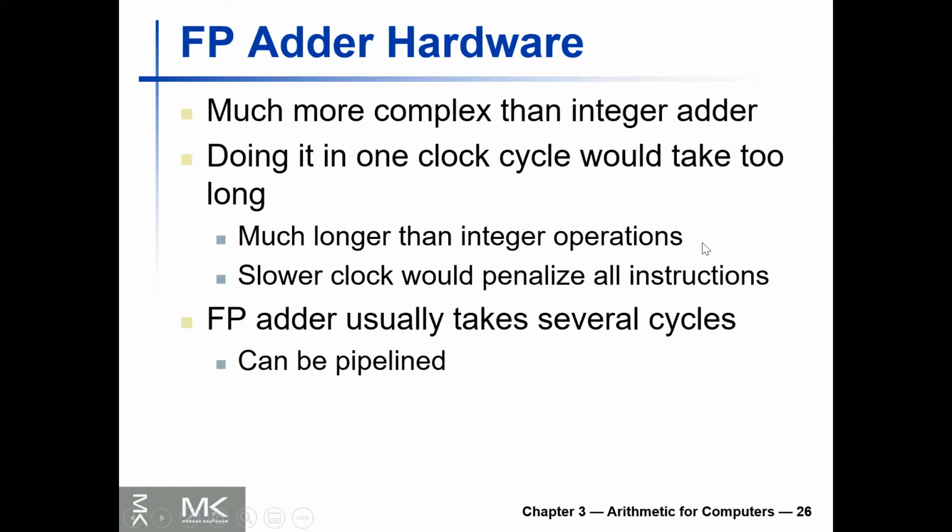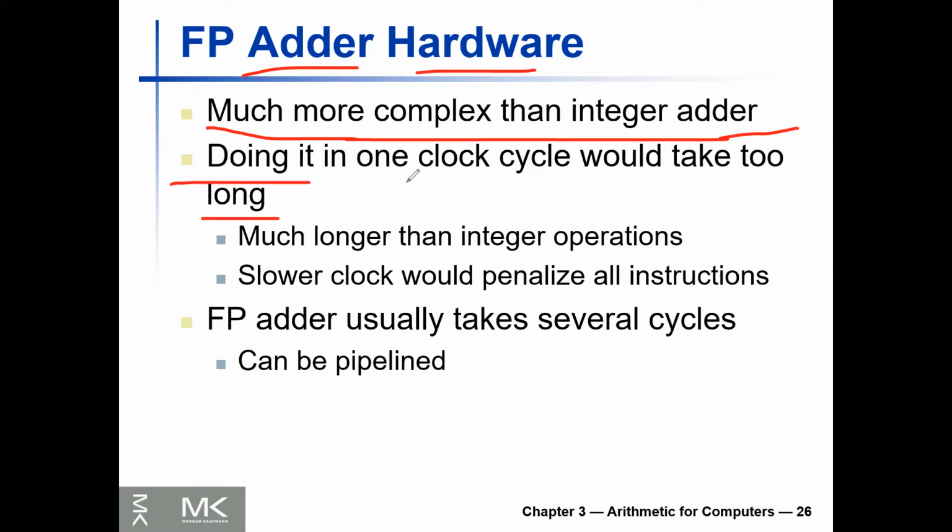Okay, floating point adder hardware addition. It's about the hardware. It is much more complex than the integer hardware. It's not like the simple integer hardware required for this addition. It is complex. Doing it in one clock cycle would take too long. If we are doing one step in one clock, second step in second clock, and so on, it will take a lot. So it is much longer than the integer operation.